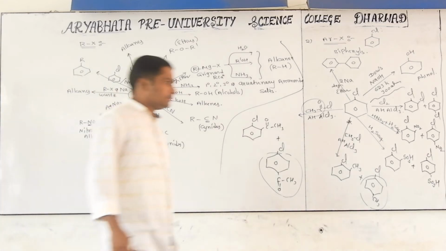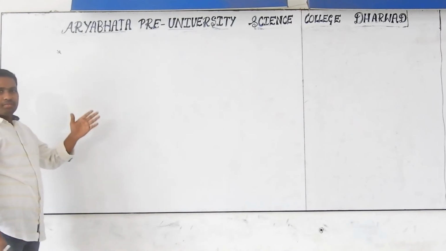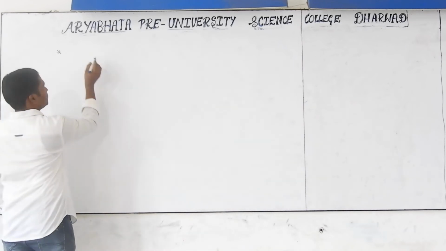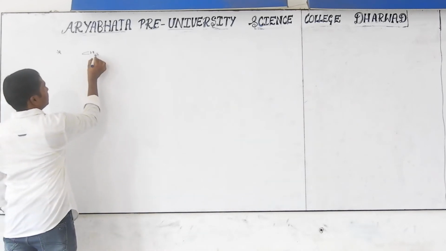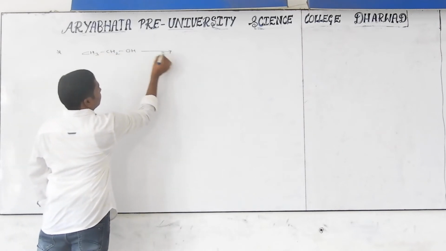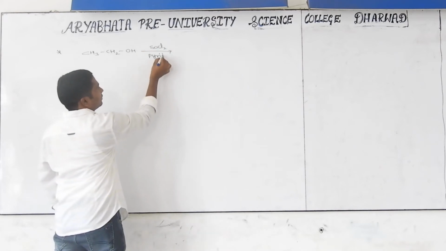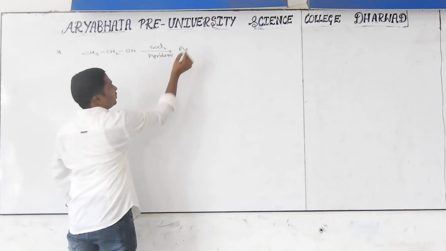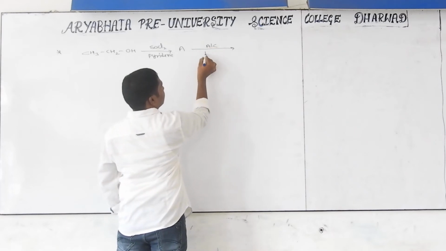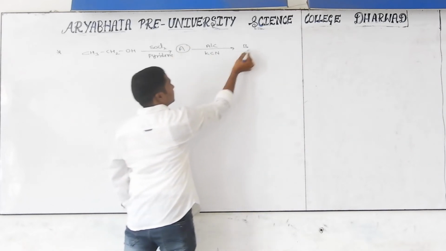Are you clear? Yes. Okay. We'll see some applications, whatever is important or comes in the competitive examination. For example, given one question like this: CH3CH2OH will be reacted with thionyl chloride in presence of pyridine, and we are getting compound A. That compound A will be reacted with alcoholic KCN, and we are getting B. What are A and B, it is asking.